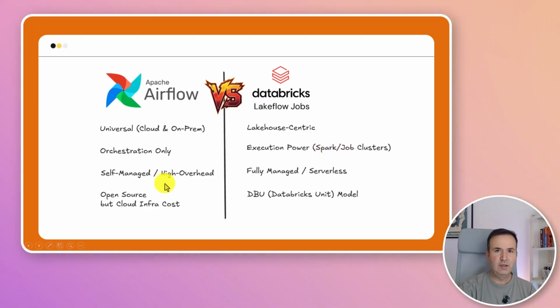Third part, management. Apache Airflow is a self-managed environment. You need to manage the components such as scheduler, web server, and database separately, and it comes with a high overhead. Databricks Lakeflow Jobs is, on the other hand, a fully managed serverless environment. It means less time on infrastructure, more time on data. Last point, the cost. Apache Airflow is an open source tool, which means the software is free, but you need to pay for the underlying infrastructure. Databricks comes with its own DBU, Databricks Unit, costing model. You can use automated job clusters, which terminate themselves after workflow jobs are completed.